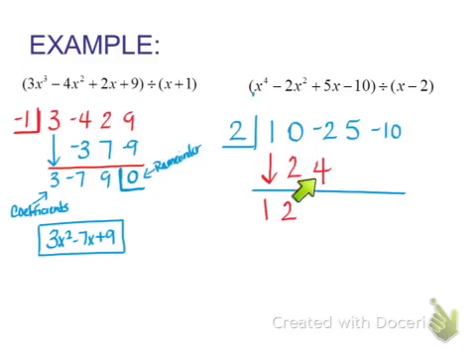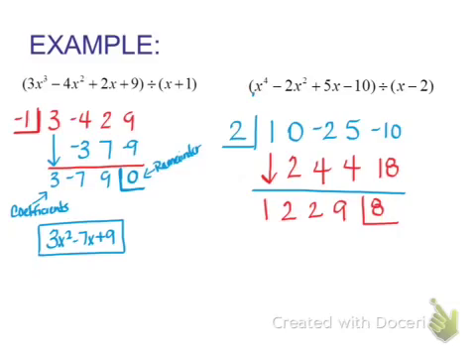Negative 2 and 4 would be positive 2 again. Once again, 2 times 2 is another 4. And 5 and 4 make 9. 2 times 9 would be 18. Okay, and so negative 10 and 18 are 8.